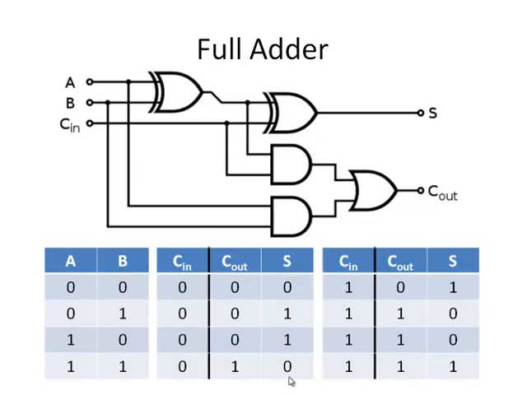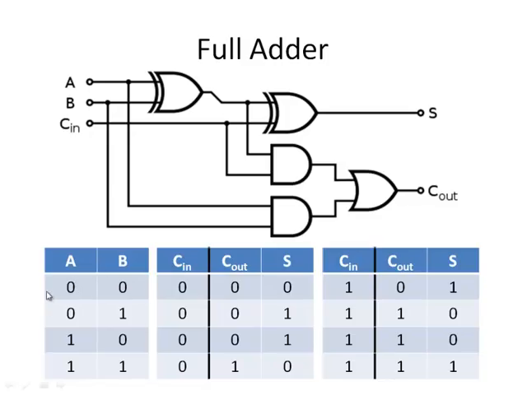The full adder has three inputs. It has A and B, which are bits from the two numbers that are being added. And it has carry in, which is the bit from the previous column, the carryover from the previous column of addition. The circuit's a little bit more complicated, and there are two outputs, a sum output and a carry output. So let's first of all look at our different truth tables here.